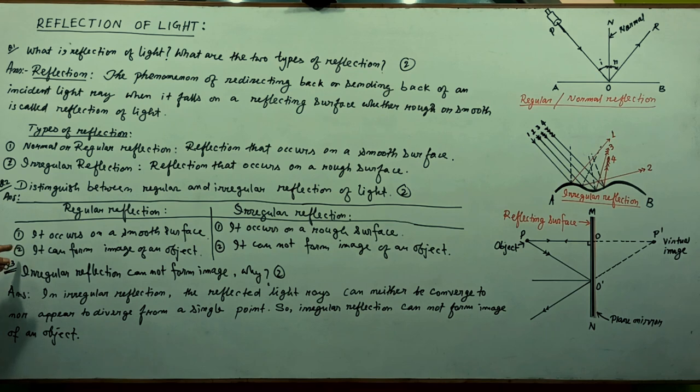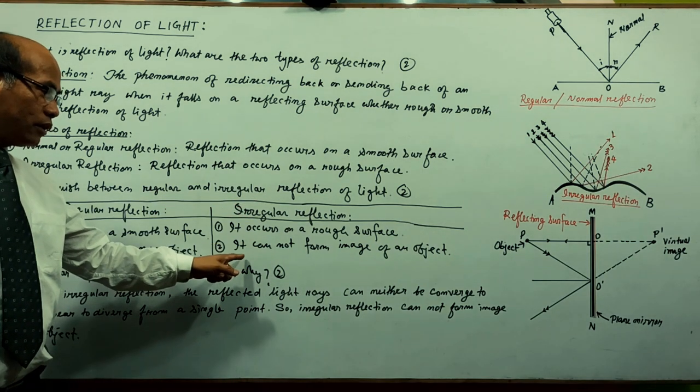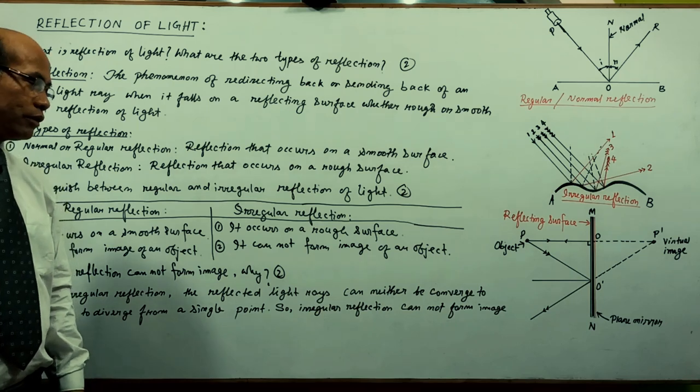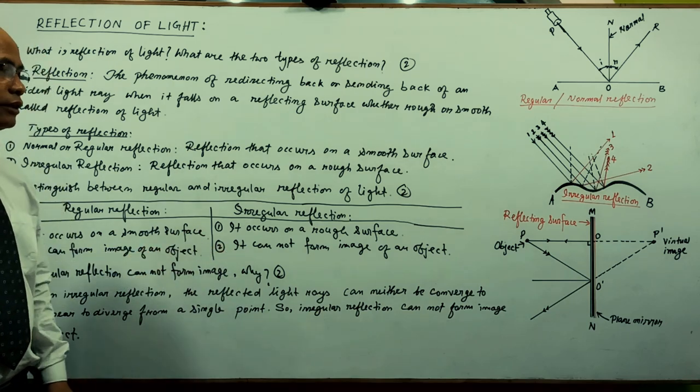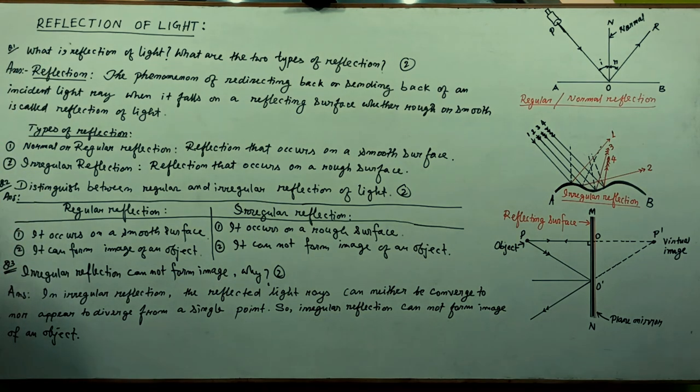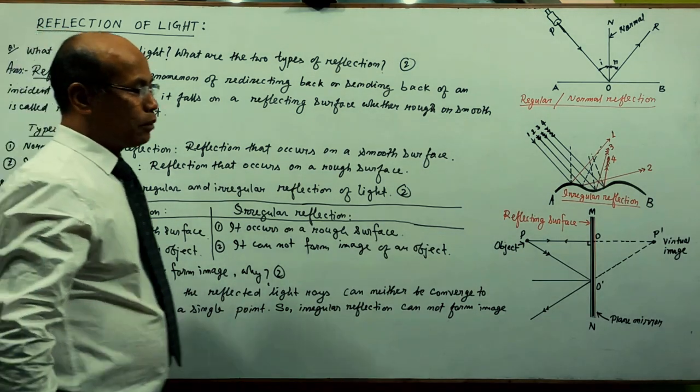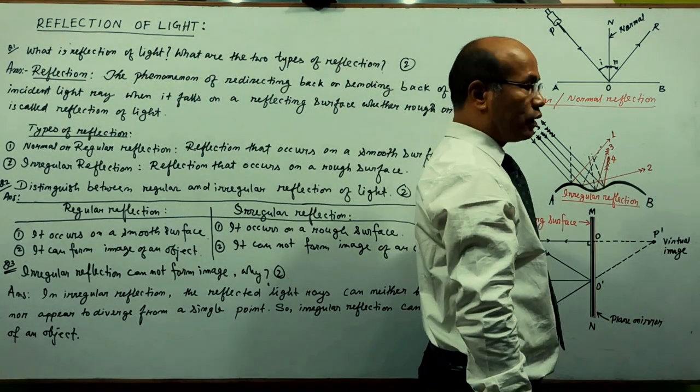In regular reflection, the objects are seen in the same manner, whereas in irregular reflection the objects are not seen in the same manner. A question may also ask: why is the image not formed in irregular reflection?